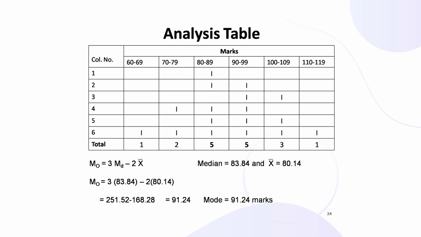So here you can calculate, because you already understand how to calculate the median and how to calculate the mean. You can take this data into consideration. You can calculate the mean. Verify yourself. The median is 83.84 and the mean is 80.4. Then apply the formula. Then the mode is 91.24.